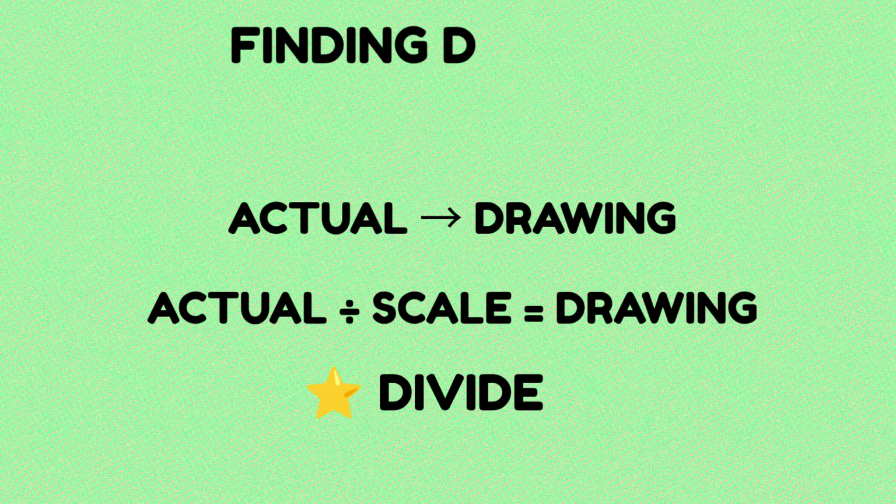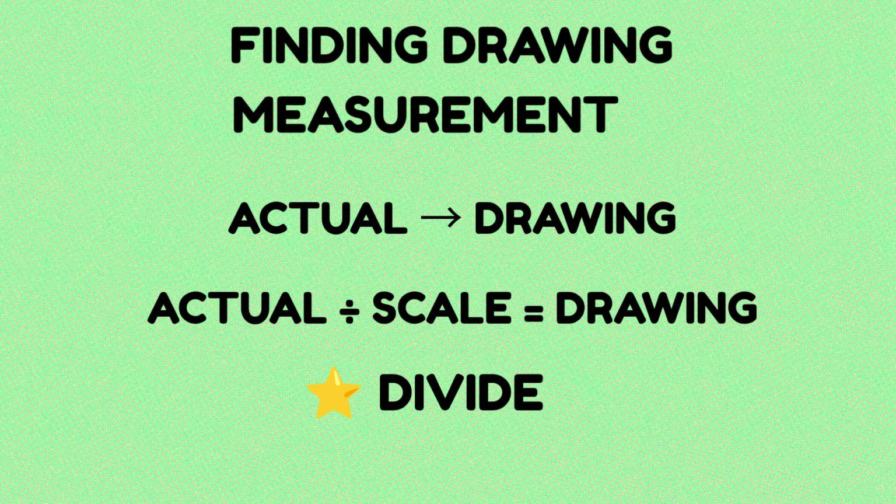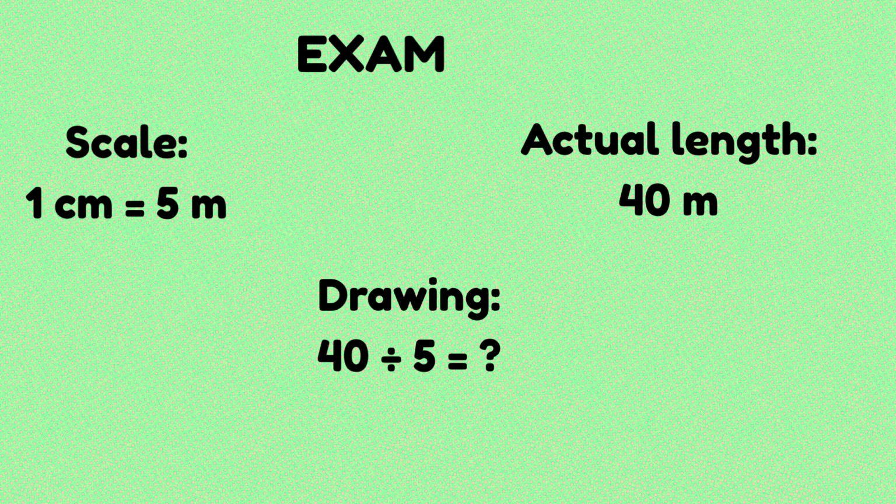Now we're going to reverse the process. This time, we know the actual measurement and need to find the measurement on the drawing. So we divide the actual measurement by the scale. The actual length is 40 meters. The scale tells us that every centimeter represents 5 meters. So we divide 40 by 5.